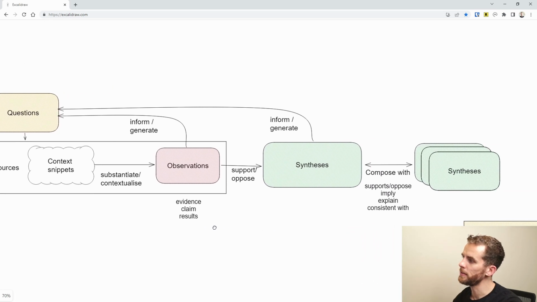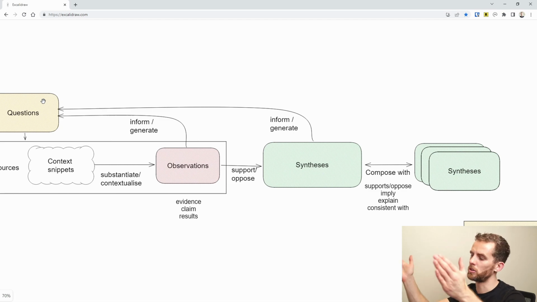Now, the synthesis part of that is where you take your observations and see how those different ideas compose together. Does this support this? Does this oppose this? What are the relationships between those things? Another thing here is that your syntheses can again inform your questions, that little line going up there. And that's just this whole discovery process.